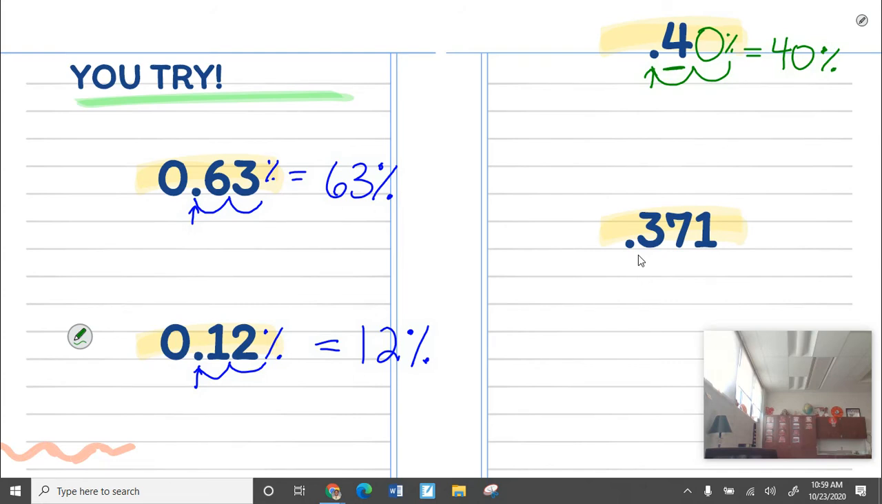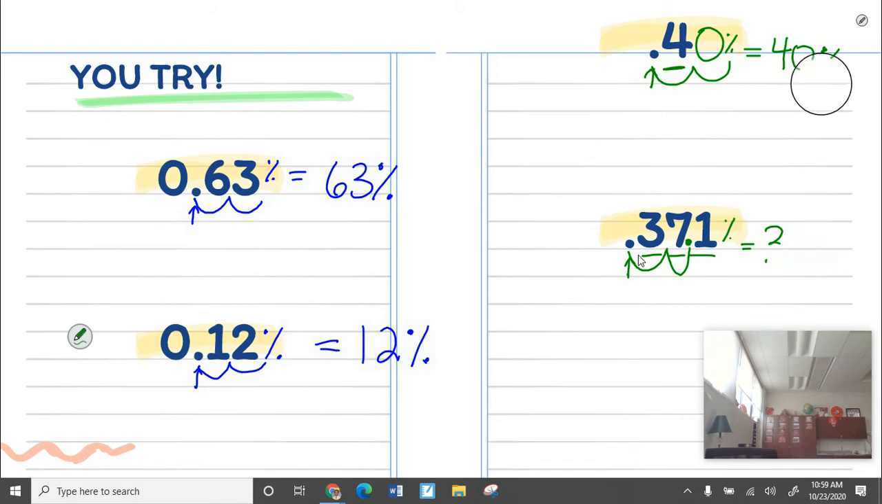And the last one, again, I have 3 spots I can work with, but again, I'm only going to move twice. So I have the decimal point here. I'm going to go 1 spot over, 2 spots over, put my decimal point, and then have my percent. So that's going to equal 37.1%. All right, hopefully you got all 4 of those correct.